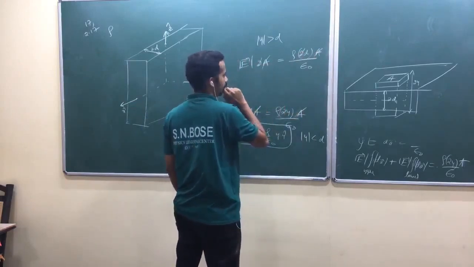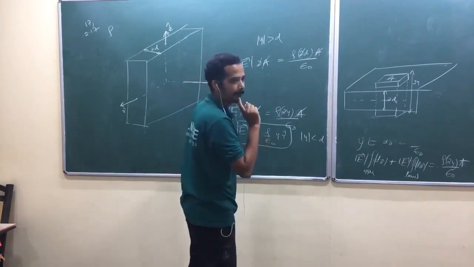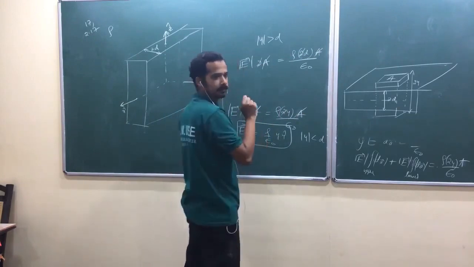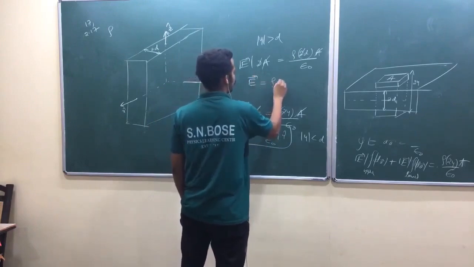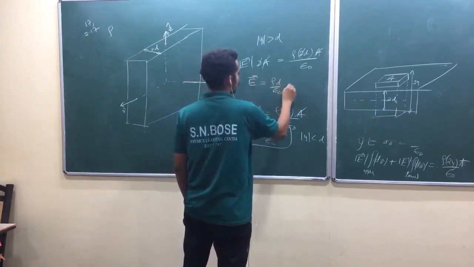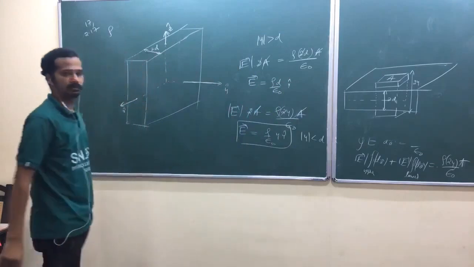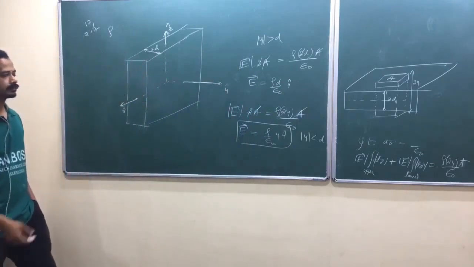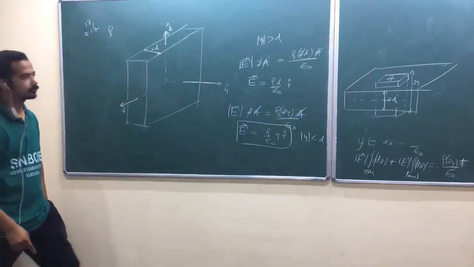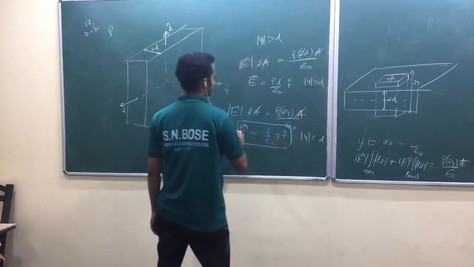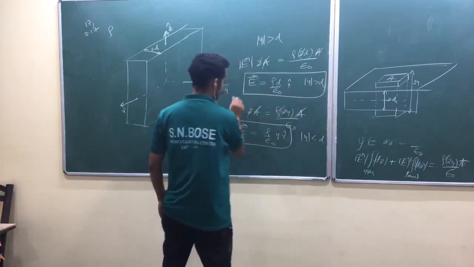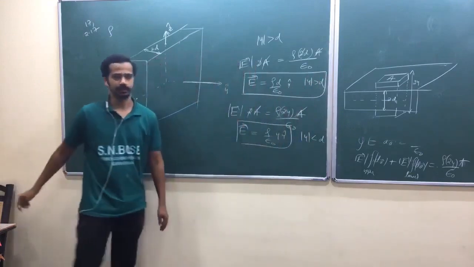Something is missing. Constant. That's correct, I think. Electric field is equal to rho d by epsilon naught into y cap outside, when mod y is greater than d, and when mod y is less than d.